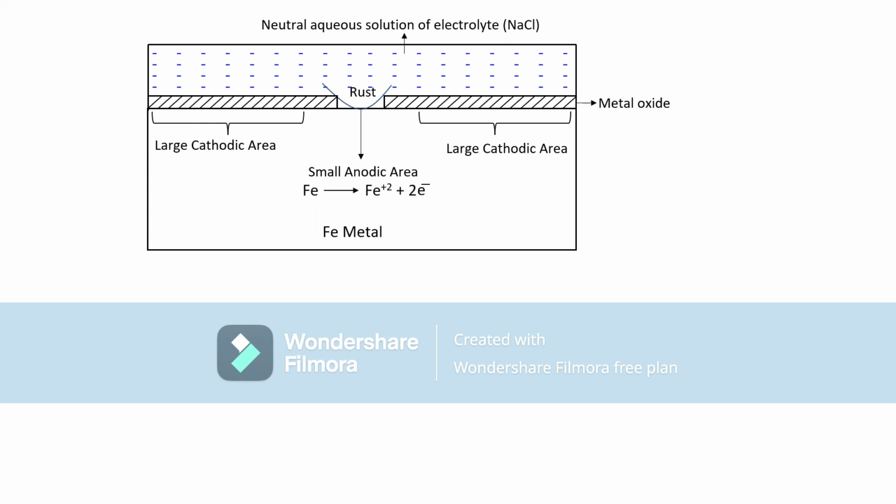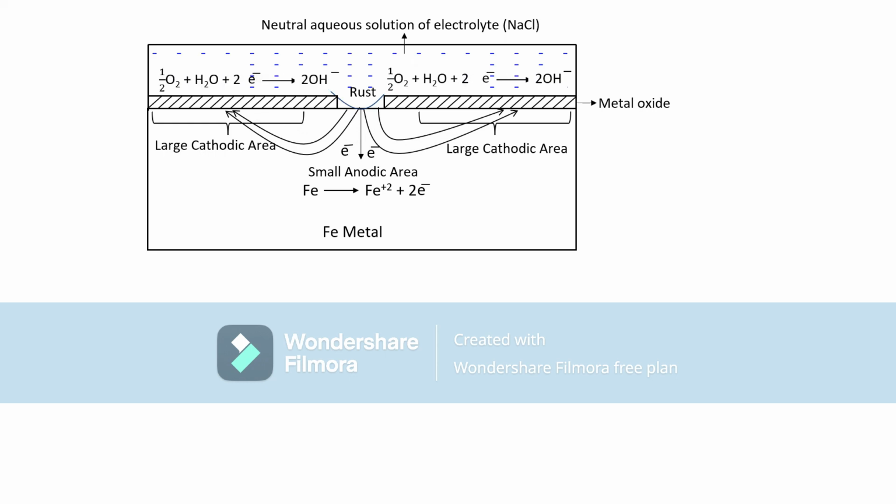We know that at the anode, an oxidation reaction takes place. This is an example of iron. Therefore, iron gets oxidized and converts into Fe²⁺ plus 2 electrons. The liberated 2 electrons will move towards the cathode. At the cathode, oxygen and moisture are already there. That oxygen and moisture take these 2 electrons and form 2 OH⁻ ions, hydroxide ions.